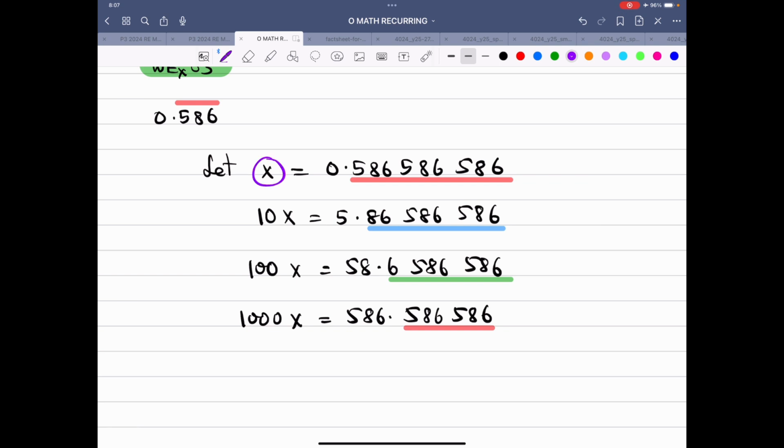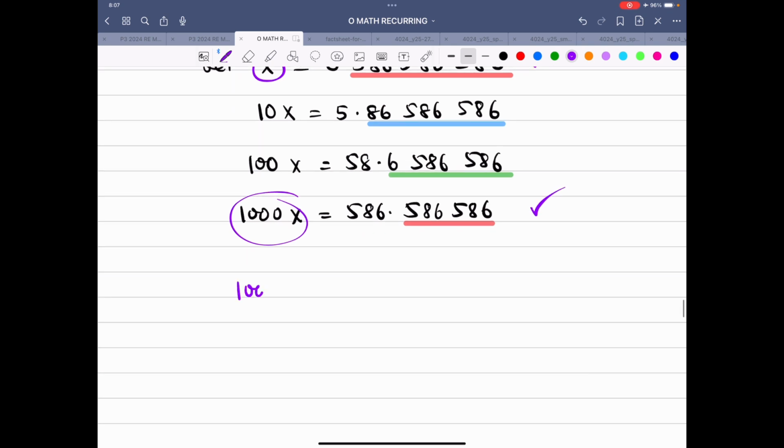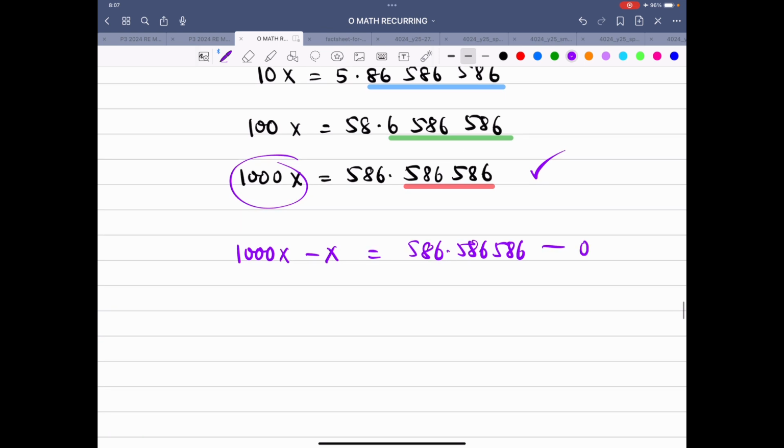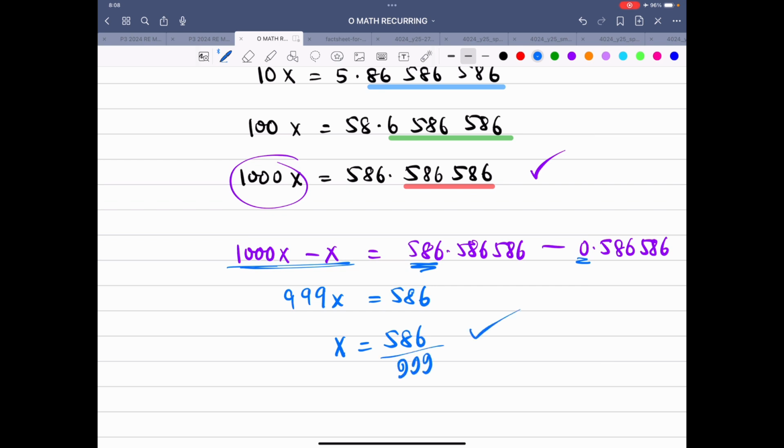So now let's work with x and 1000x. Let's work with these two. So therefore 1000x minus x, that is 586.586586 minus this thing, which is 0.586586 and so on. So let's do the subtraction. 1000x minus x, that is 999x. 586 minus 0, that is 586. Make x the subject. 586 over 999, that is the answer.